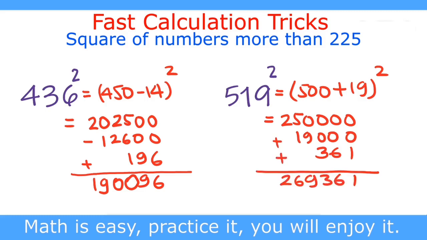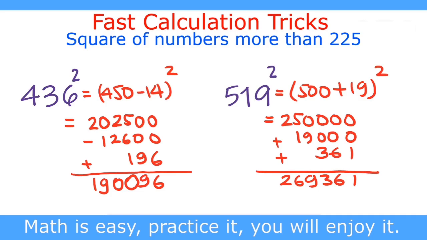So we write 361 and then we add all these. So 250 plus 19 is 269. And after 269 we'll write 361. Thus the square of 519 is 269,361, which is 2,69,361 or 269,361.